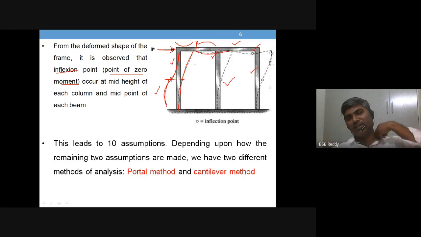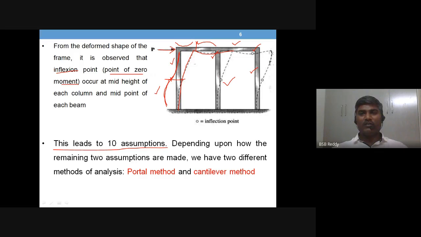You have just seen this in the case of three hinged arches. The crown point has a hinge, so there you have the third equation: bending moment at the crown is equal to 0. The same way here, you have inflection points at the middle of the members. So the number of members is equal to the number of additional equations available.